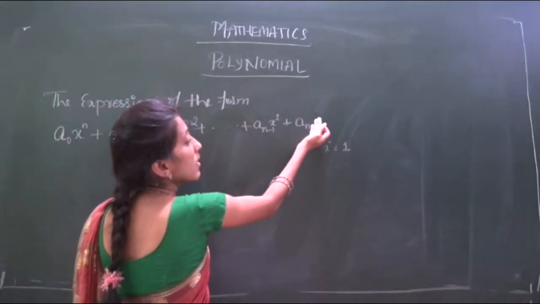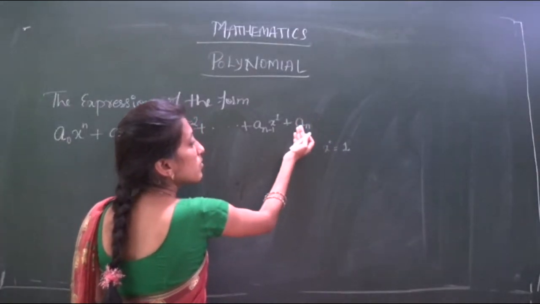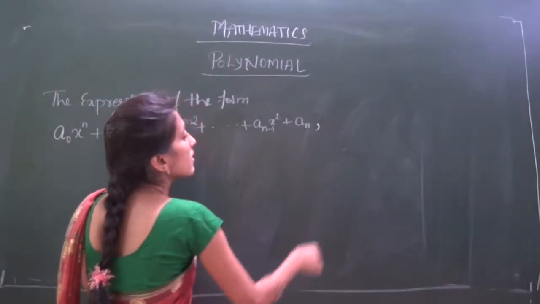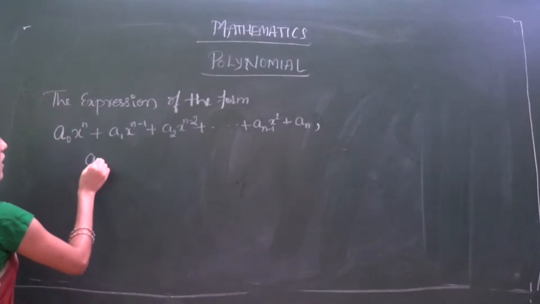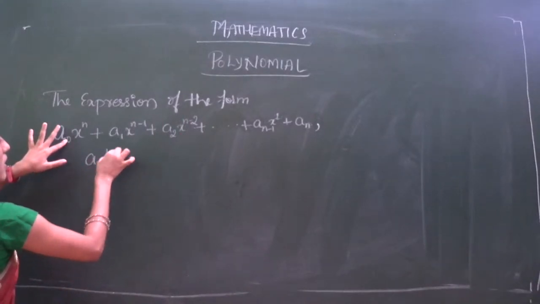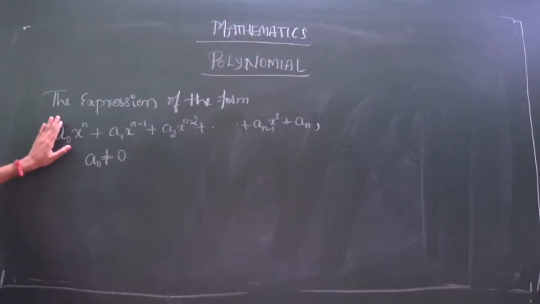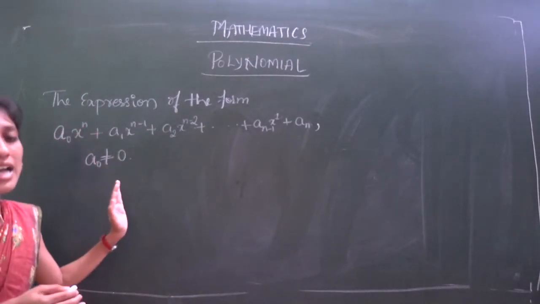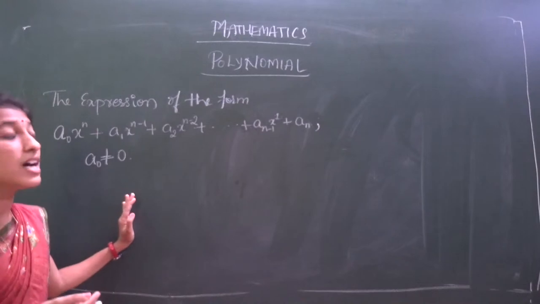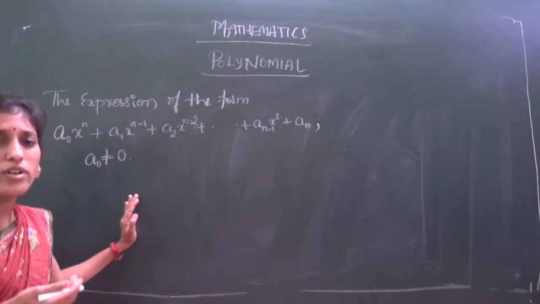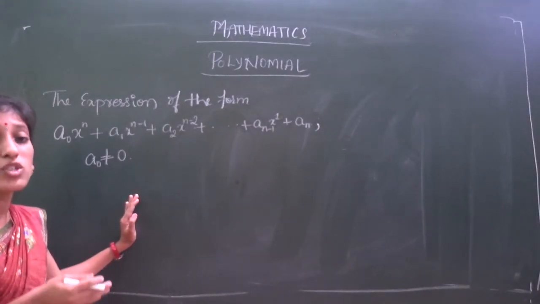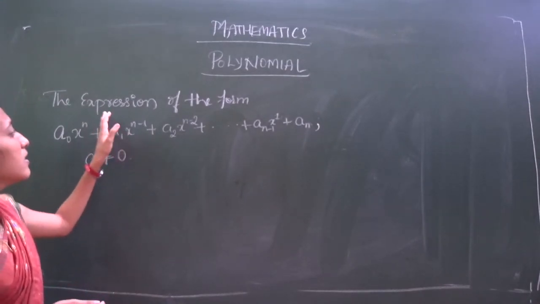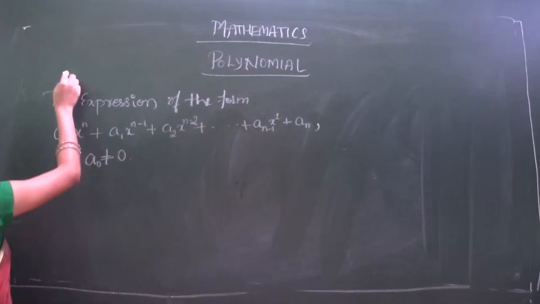The coefficient of 1 will be an. So here one condition is there: a naught should not be equal to 0. If that term goes to 0, the highest power changes. Again, I'm using the terminology, the term with the highest power. So just think, I just stated the definition of polynomial.